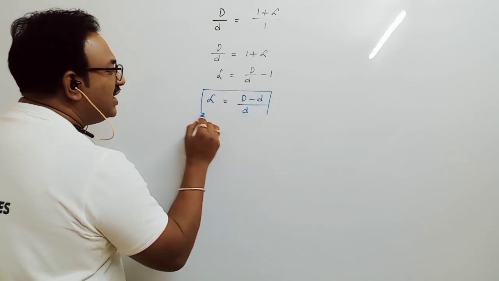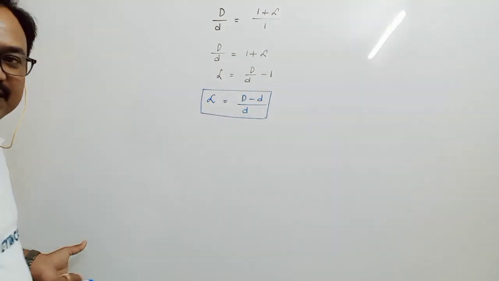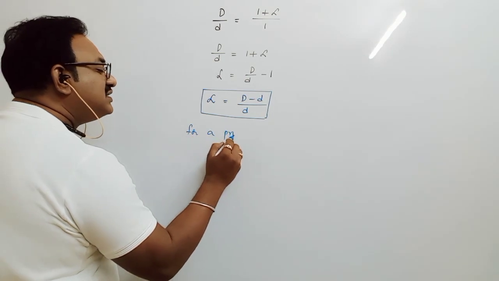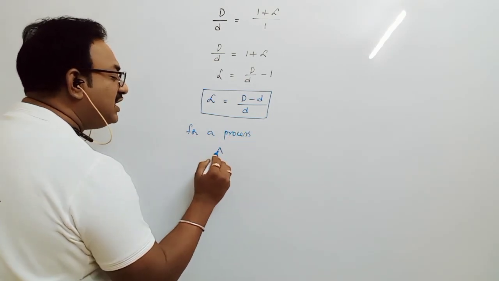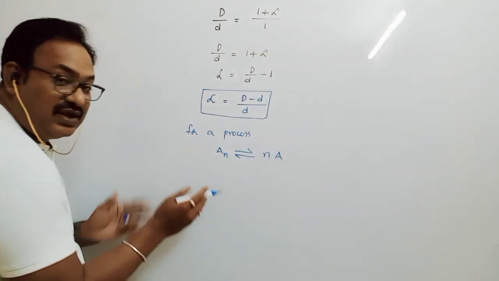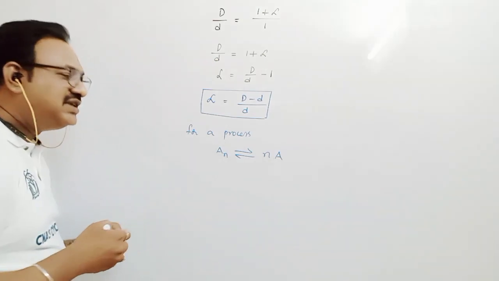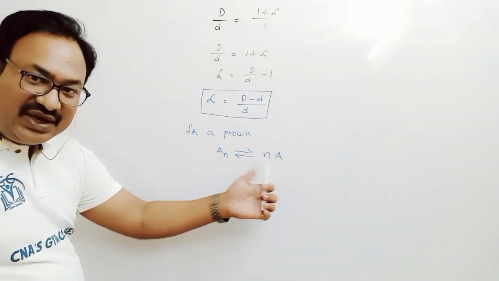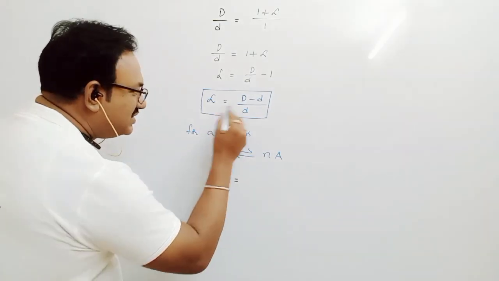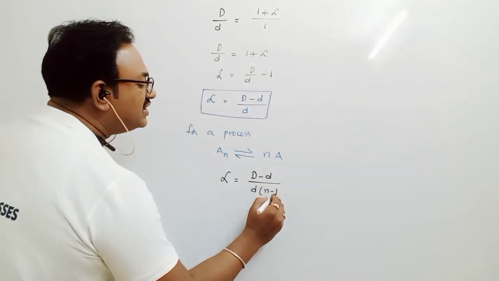So this is for the N2O4 and NO2 equilibrium. Okay. If for a process A n times gives rise to n moles of A, meaning if the dissociation is like this, then for this kind of n moles of A that is forming, how will we calculate alpha? Same formula, capital D minus small d by small d into n minus 1.